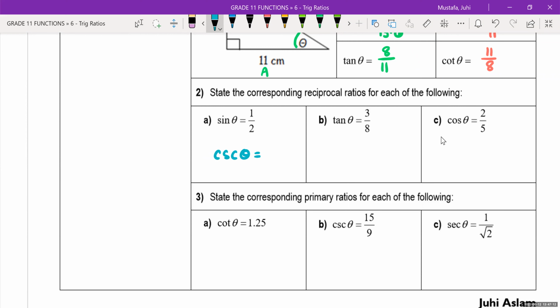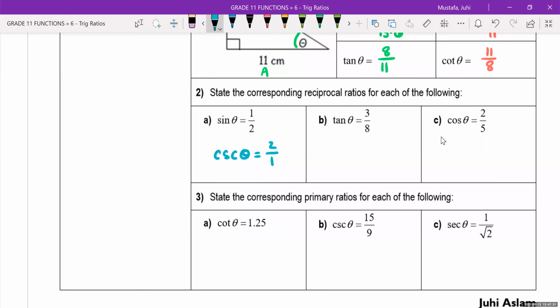And then all you do is you take the reciprocal of the ratio. So instead of 1/2, it's going to be 2/1. And that's literally what this question is saying. State the corresponding reciprocal ratio. It just means the corresponding secondary ratio. What is the secondary ratio to tangent?